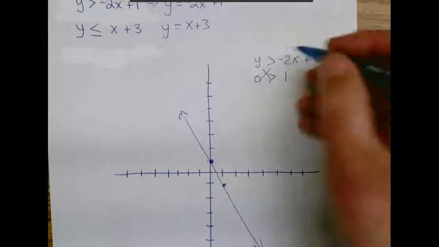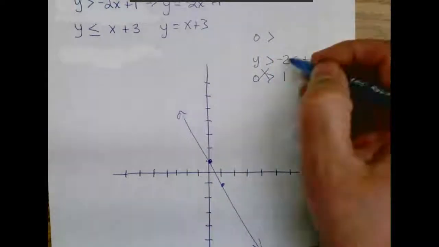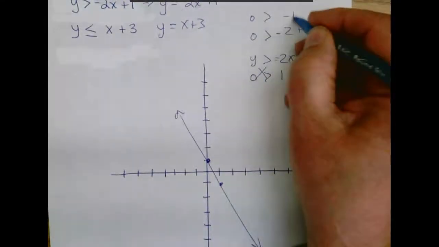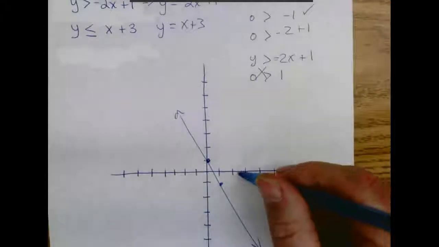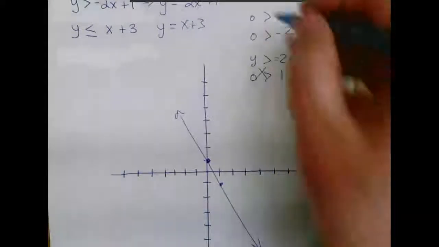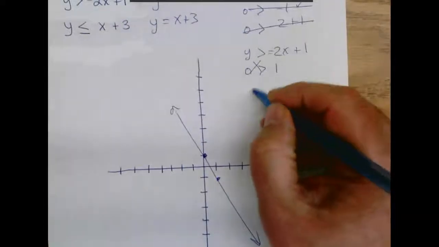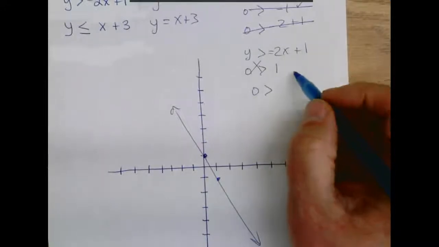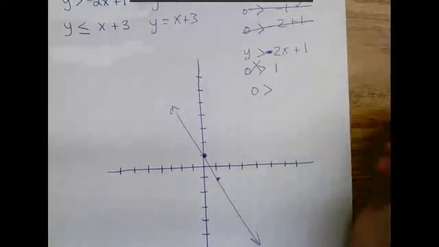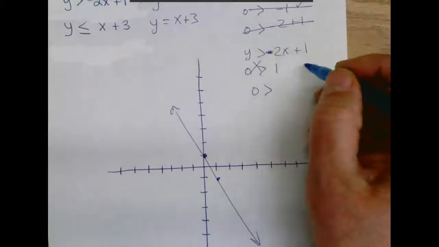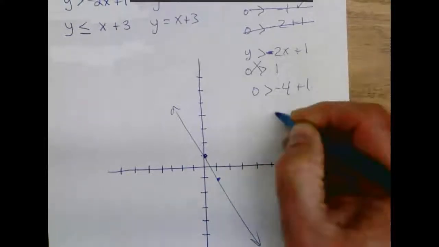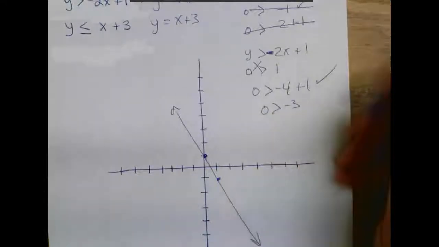So if we plug that in, that'd be 0 is greater than negative 2 times 1, negative 2 plus 1. 0 is greater than negative 1. That's true. Let's go to 2, 0. So we plug that one in. So 0 is greater than negative 2 times 2, so negative 4 plus 1. 0 is greater than negative 3. That's it. It's on this side.